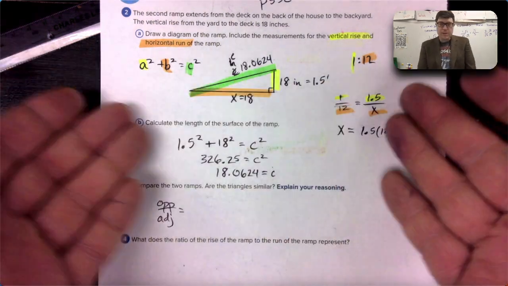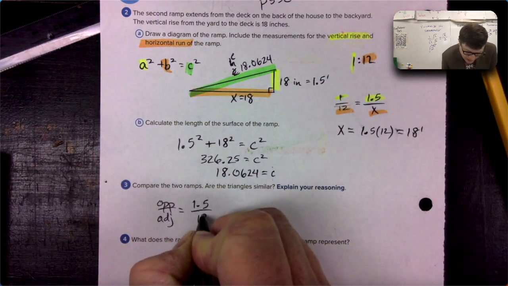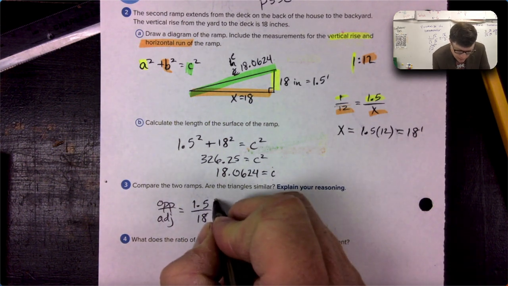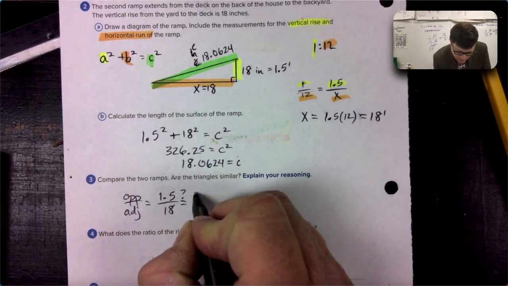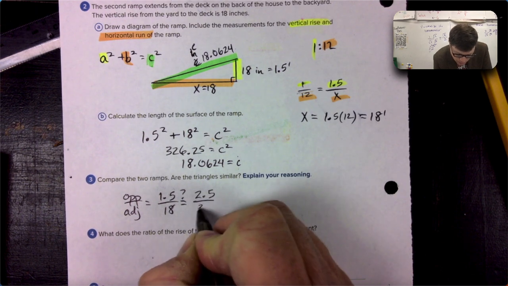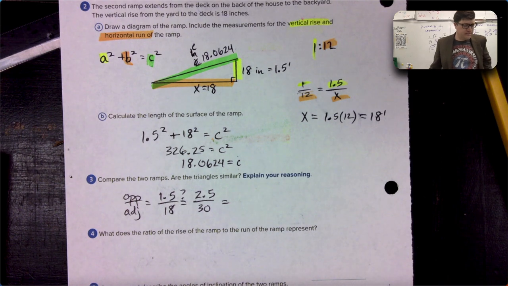So I already have this math on this page. I'm just going to write it right down. I have 1.5 over 18. I want to compare that, question mark, to the information from the other side, 2.5 to 30. And we want to see if we have the same ratio, because if we do, then we can say the triangles are similar. Hey Siri, what's 1.5 divided by 18?